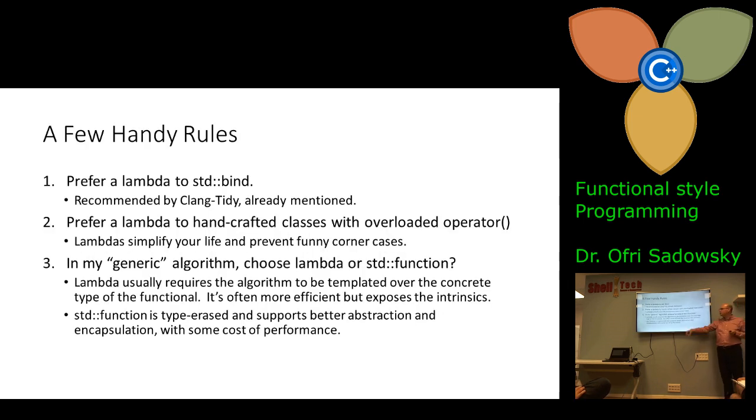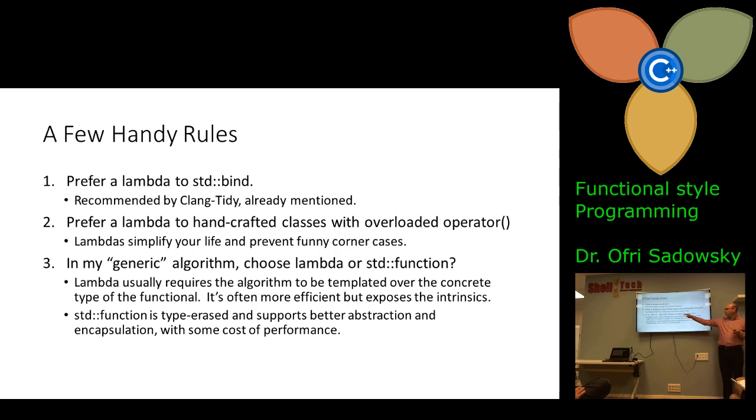First, this is a rule from Clang-Tidy: prefer lambda to std::bind, and I think we already covered that. I usually also prefer lambda to handcrafted classes with operator parentheses. They simplify your life, and there will always be cases where you need such an object, but usually I prefer not to even overload it and to have a named method. I think it's much clearer.